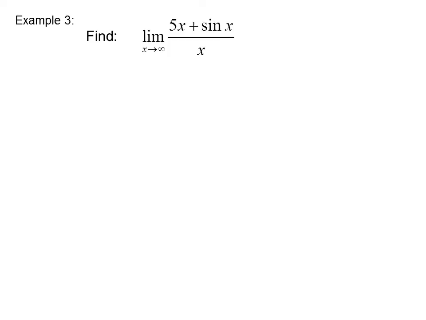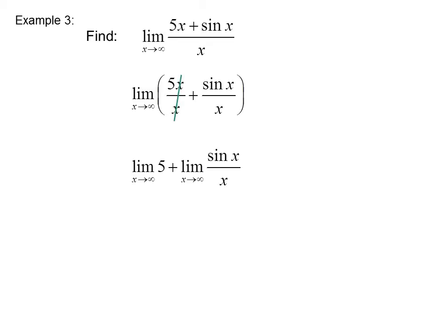Example 3. Find the limit as x goes to infinity of 5x plus sine x all over x. We can split this fraction up, so we have the limit as x goes to infinity of 5x over x plus sine x over x. In the first term, the x's cancel out, and we can separate the two limits. Now the limit as x goes to infinity of 5 is obviously just 5, and we just found the limit as x goes to infinity of sine x over x. So we get 5 plus 0, or 5.